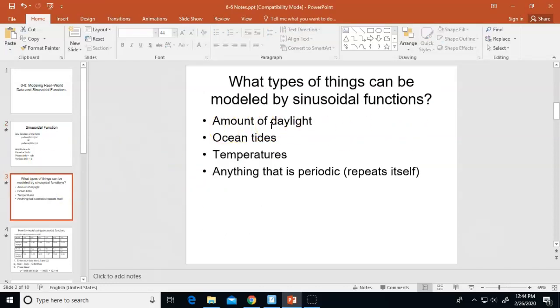Some things that can be modeled by sinusoidal functions. It's basically anything that repeats itself over time. So, for example, the amount of daylight. Right now, our days are getting a little bit longer. Is it June? It's in June, right? Whenever they'll be the longest.